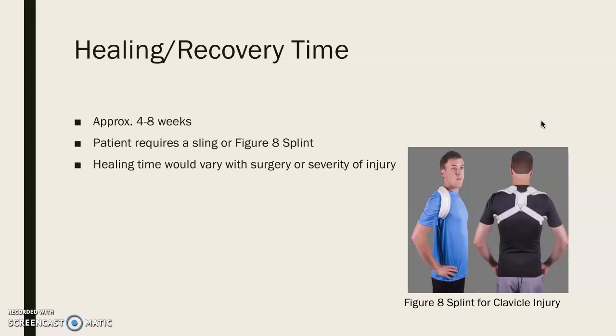The healing and recovery time of a clavicle injury is approximately 4 to 8 weeks. You will be required to wear a sling or a figure 8 splint to keep the clavicle and shoulder steady. This here is a figure 8 splint for a clavicle injury, which would just keep your clavicle still. And the healing time would vary with surgery or the severity of the injury.